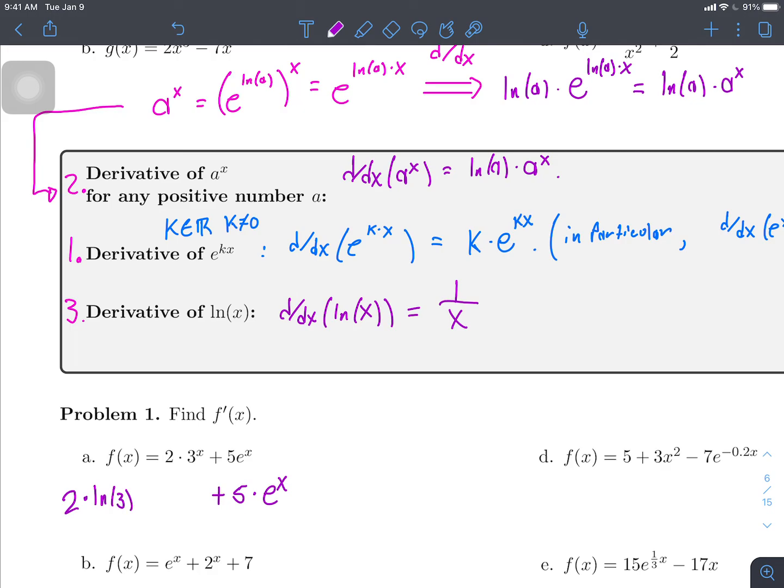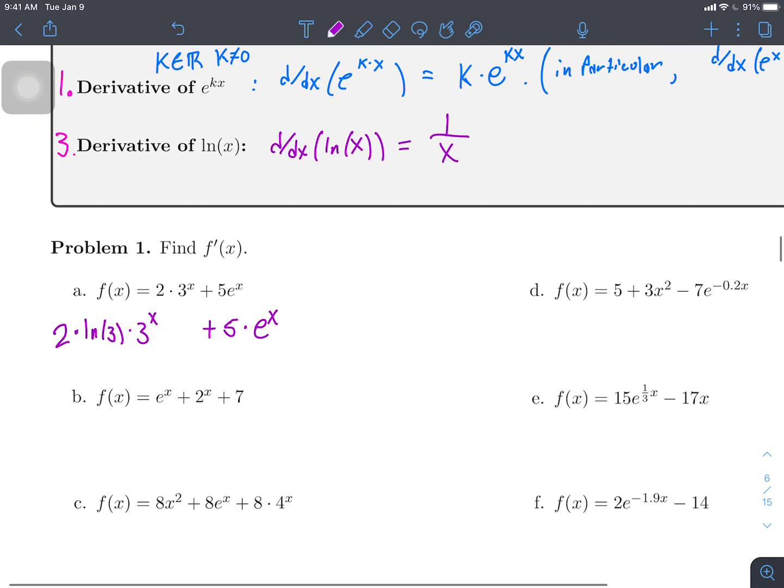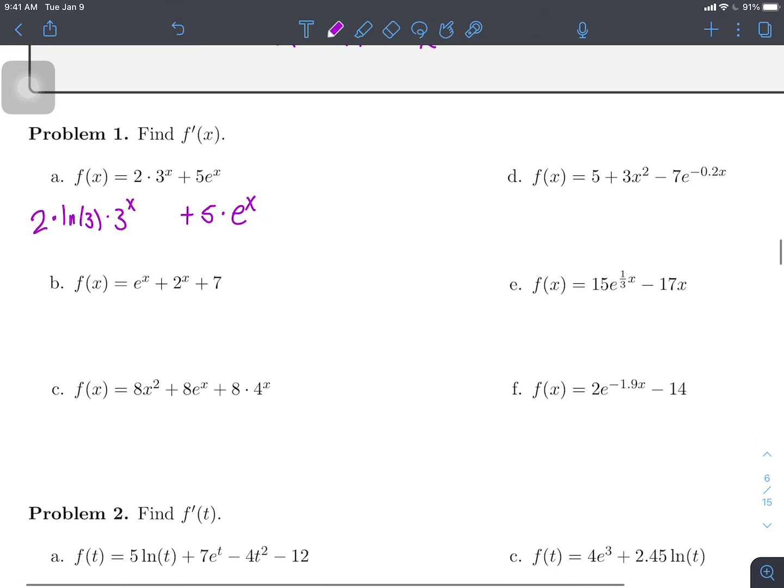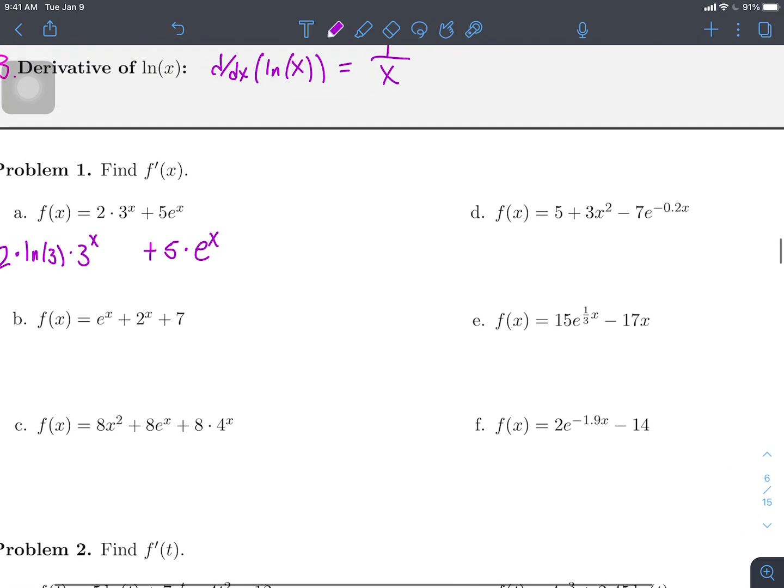Very good. ln of 3 times 3 to the power x. All right, so that's it. Pretty simple stuff. Okay, let's find maybe a harder one. I don't know, I guess they're all not that hard.